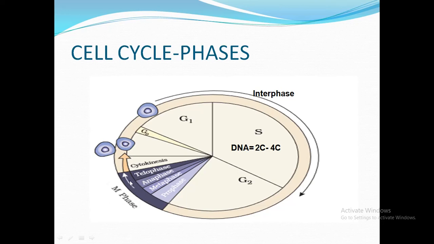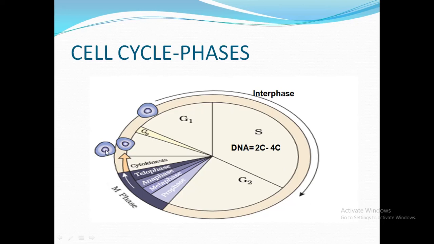So once karyokinesis is over, then the cell divides. The cytoplasm of the cell divides. So here only the nucleus is divided. Once the nucleus is divided, once the chromosomes move to opposite poles in a cell, it is followed by cytokinesis. Cytokinesis is nothing but division of the cytoplasm, which ultimately results in the formation of two cells. So like this, from a single cell, two cells are formed.